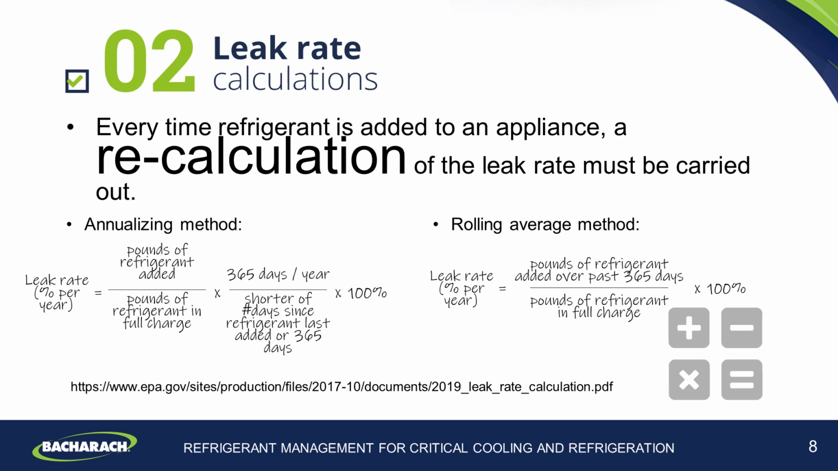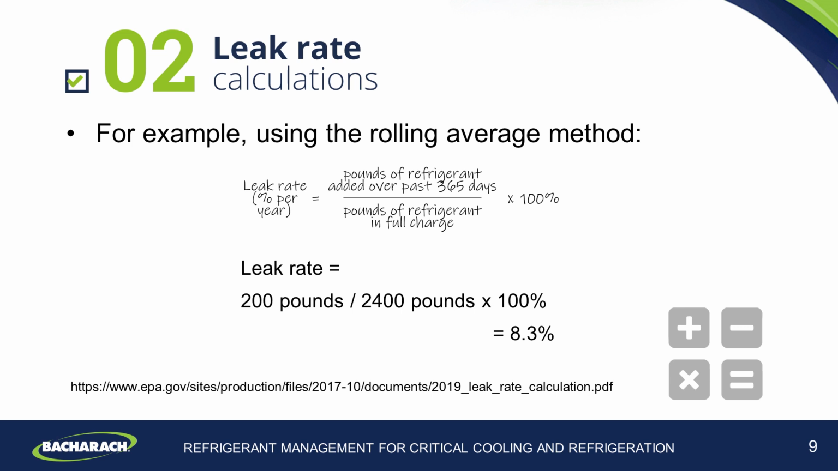So the rolling leak rate simply takes the amount of refrigerant added over the last 365 days for your appliance and divides it by the amount of refrigerant in the full charge. Multiplying by 100 gives you the percentage. So ultimately, in the example, if you have a full charge of £2,400 and over the last 365 days you've added 200, that's a leak rate of 8.3%.